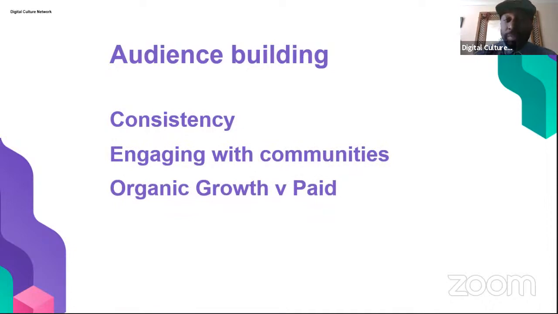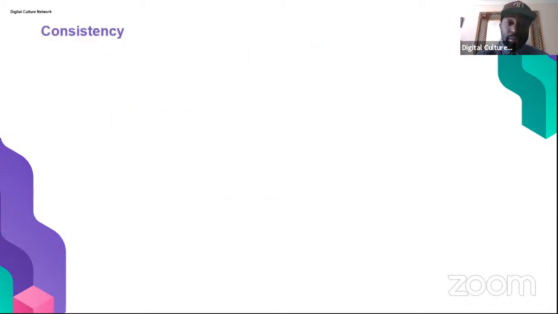For me, there are three things we're going to concentrate on: consistency, engaging with communities, and then organic growth versus paid. Okay, so these are the three main things that are going to help you if you're trying to build an audience quickly and get lots of followers over a relatively short period of time. These are some of the skills you're going to need to partake in to do that.